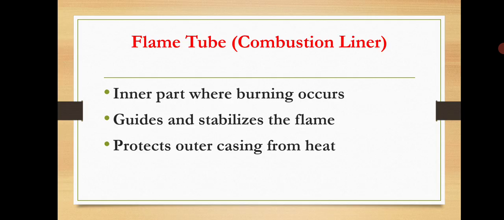Next one is flame tube or combustion liner. A flame tube or combustion liner is the inner part of a combustion chamber where the actual burning of fuel takes place and the flame is controlled.